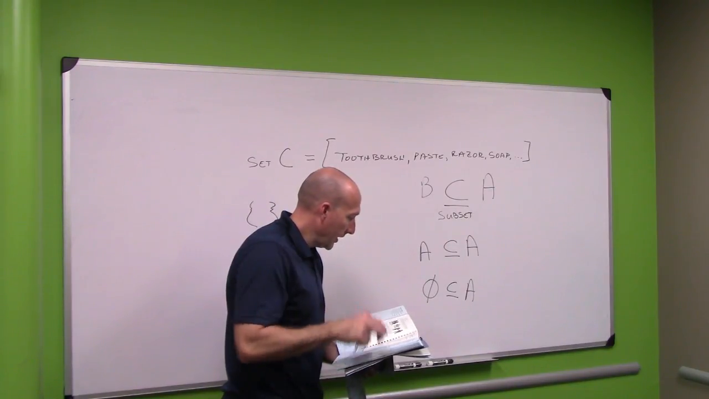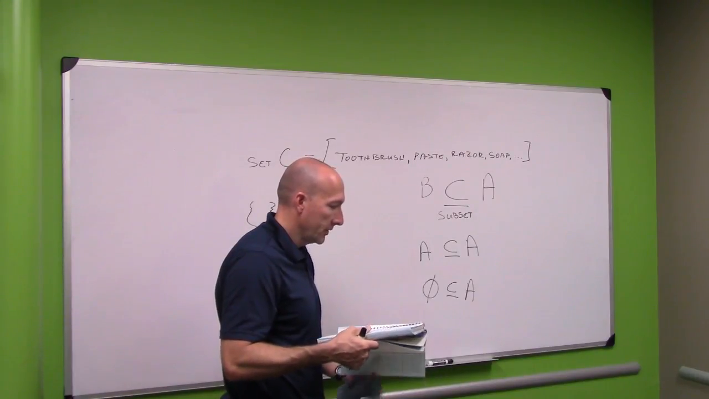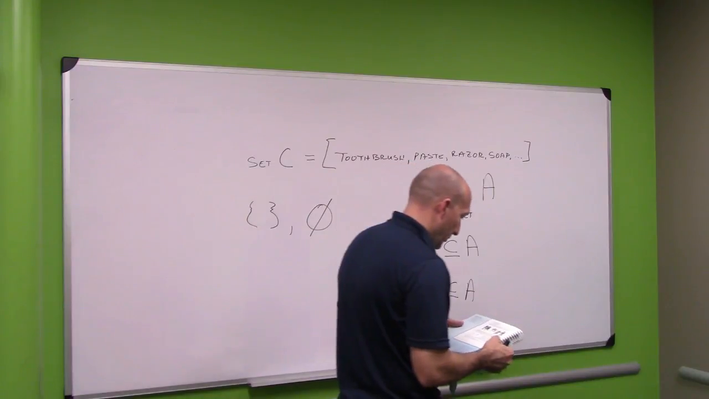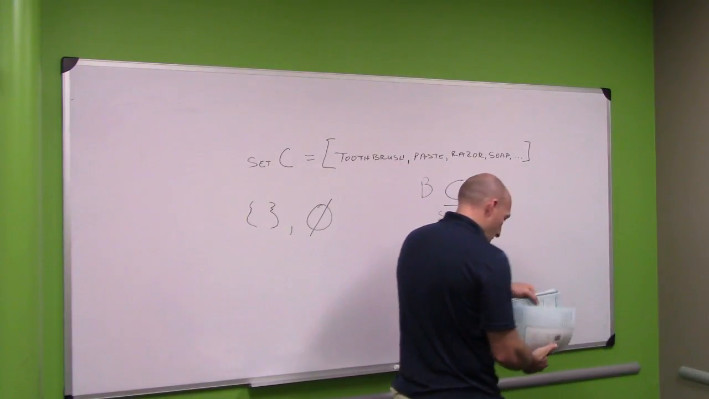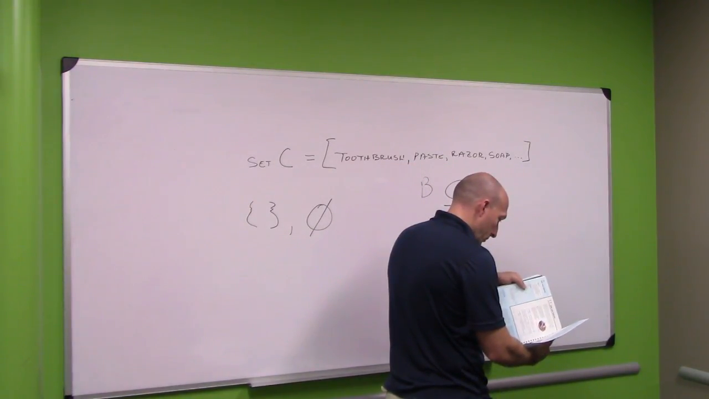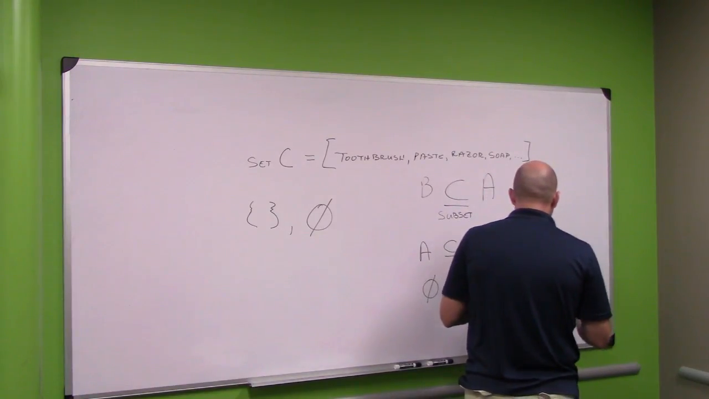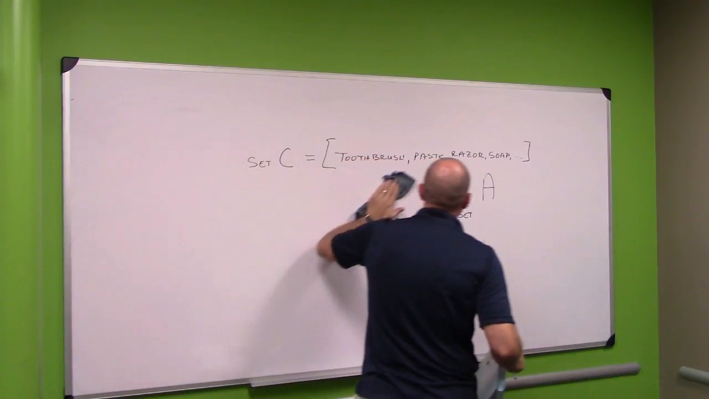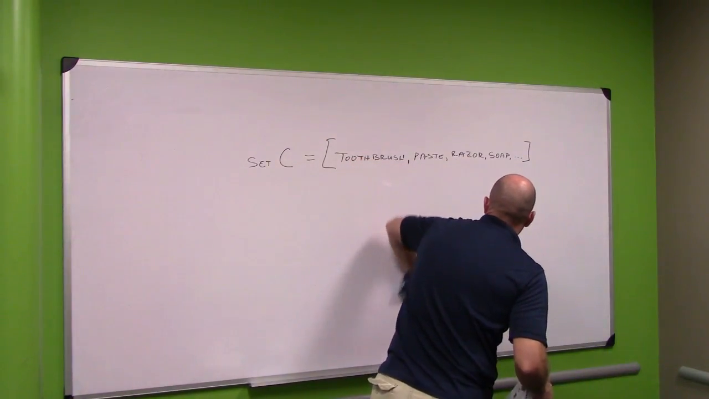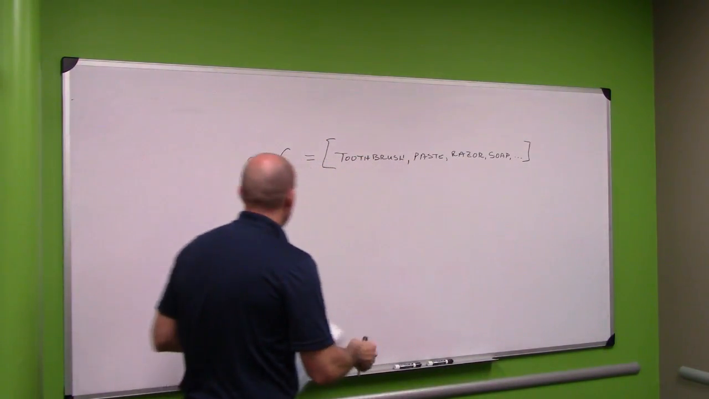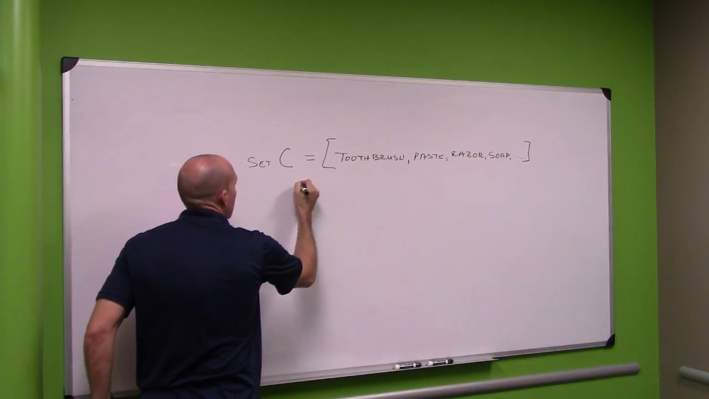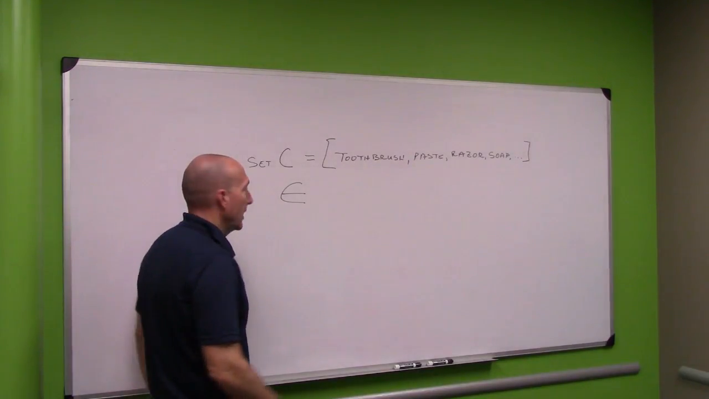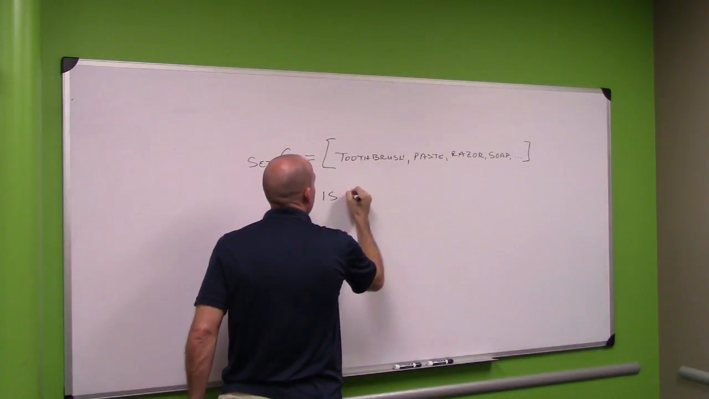Now, if you turn to page 4, you're going to see these. We're going to just go over these definitions really quick of these symbols, and make sure. So, let's review real quick. What is this? What does it stand for? Element. Element of, is an element of.